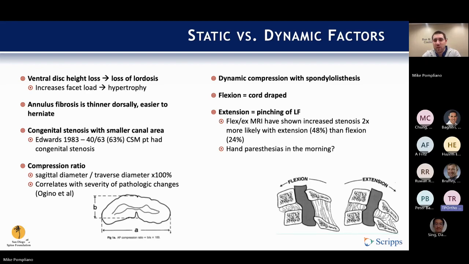Flexion and extension MRIs have been shown to increase stenosis twice as much with extension as compared to flexion. I think this makes sense after seeing a lot of patients in clinic that complain of pain and paresthesias in the morning. I think depending on their sleeping situation, a lot of patients have a little bit more extension in their neck than they would otherwise.